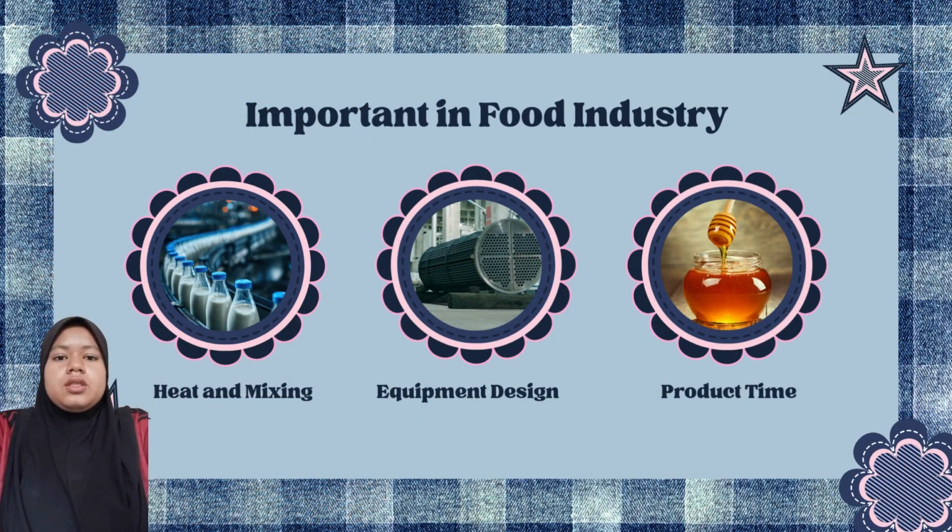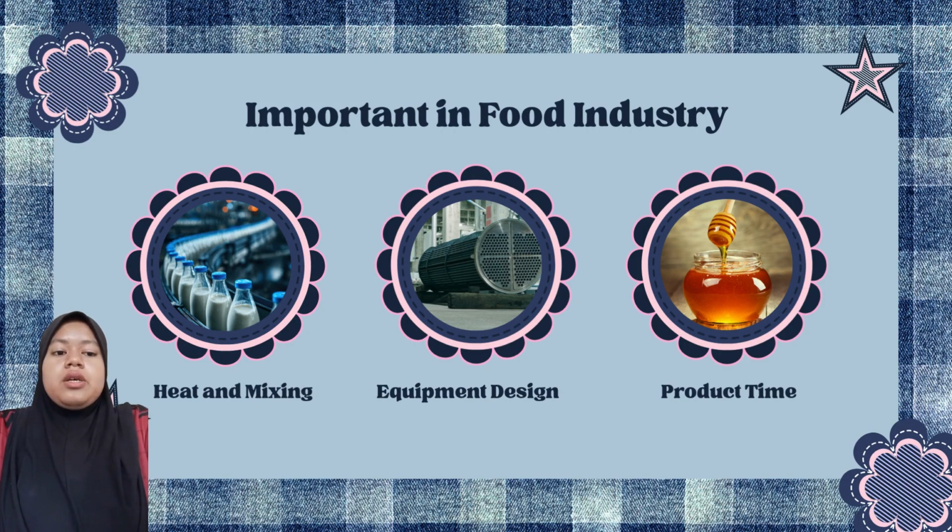This is the importance of laminar flow and turbulent flow in the food industry. First one is heat emitting. In food factories, liquids like milk, sauce, or juice move through pipes. Turbulent flow means the liquid mixes well so the heat spreads evenly, useful for processes like pasteurization. Laminar flow moves smoothly with less mixing. It is good for delicate products but not great for even heating.